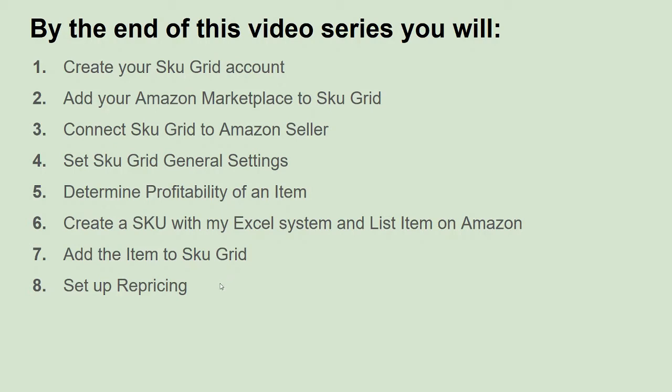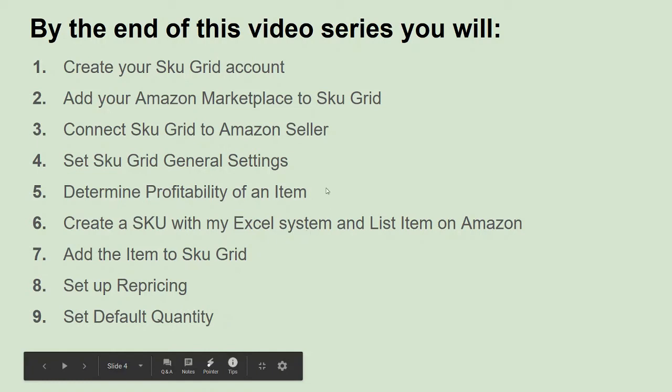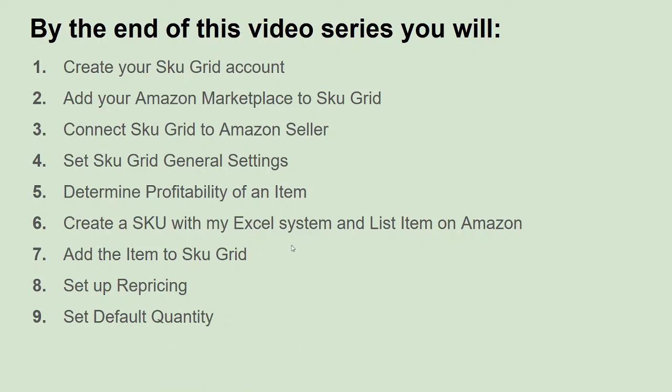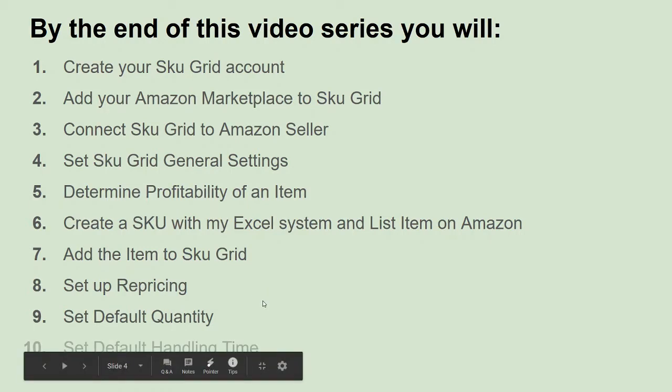Number 9, I will show you how to set up the default quantity for your item, meaning the number of that item which will be set on Amazon. So whether you want to have 3 items in stock on Amazon or 2, 4 of that item, whatever quantity you want for that item.